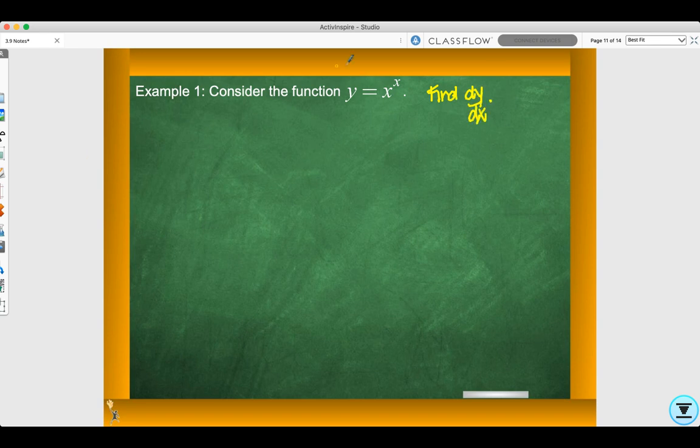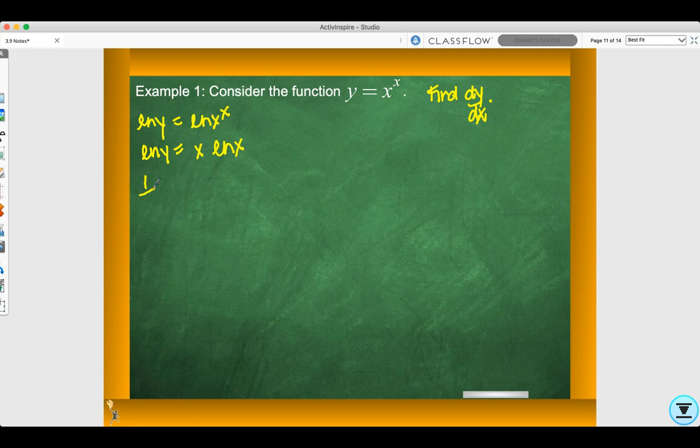Okay, currently I have a variable in the base and in the exponent, so I have to do something to rewrite this. So what you can do is you can take the natural log of both sides. So I have the natural log of y equals the natural log of x to the x. Then using my exponent rules, I'd have the natural log of y equals x natural log of x.